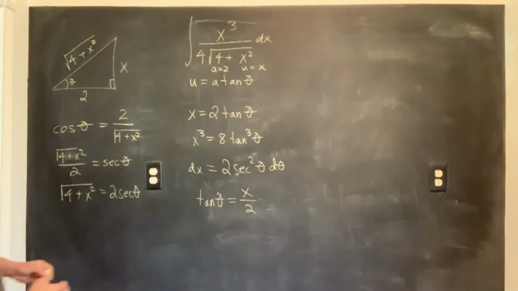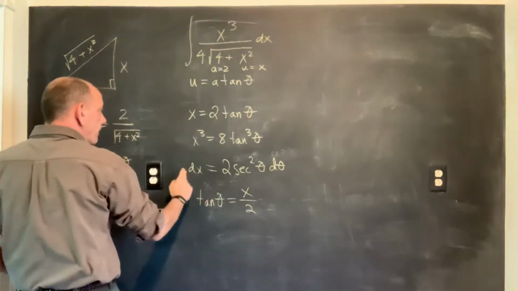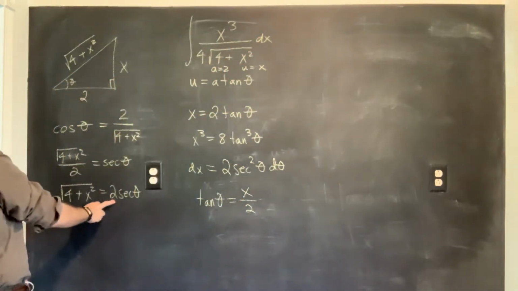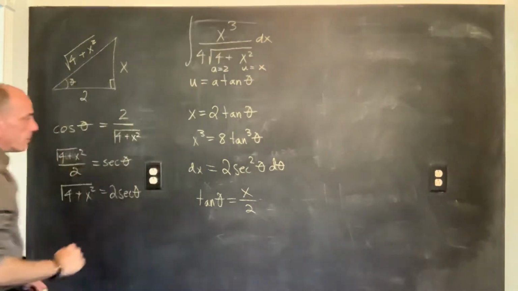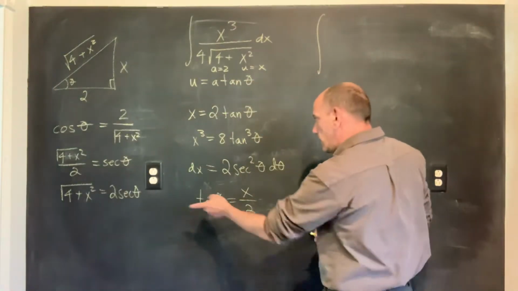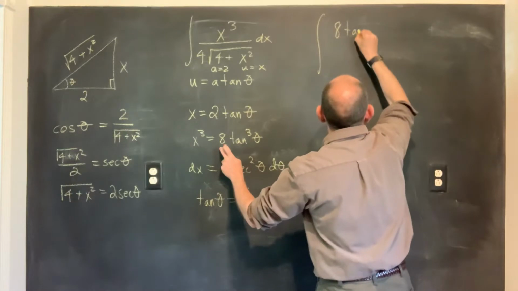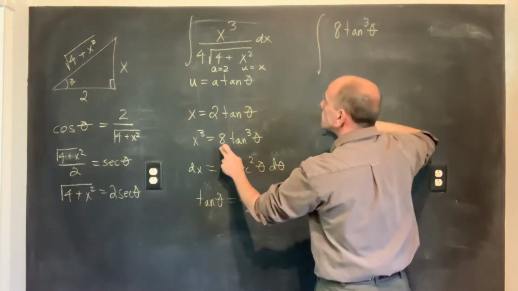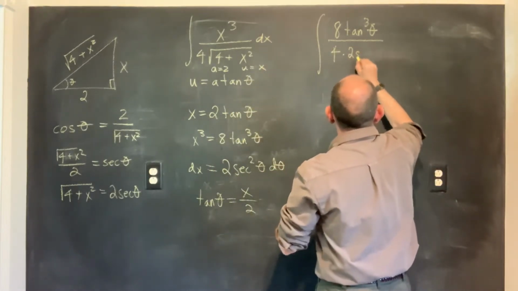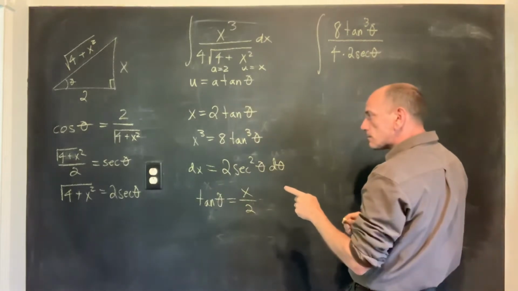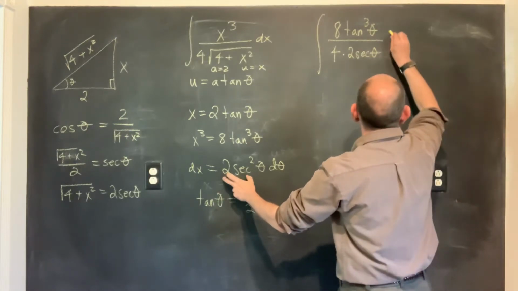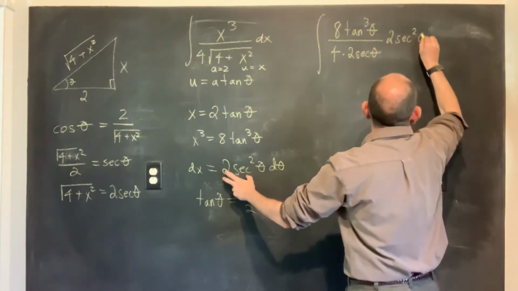All right, so let's double check. Don't worry about the 4 x cubed I've got here. dx I've got here. And the root I have here. So everything in here I should be able to sub now for thetas. All right, x cubed is 8 tangent cubed of theta. There's a 4 downstairs. Our root is 2 secant of theta. And dx is 2 secant squared theta d theta.